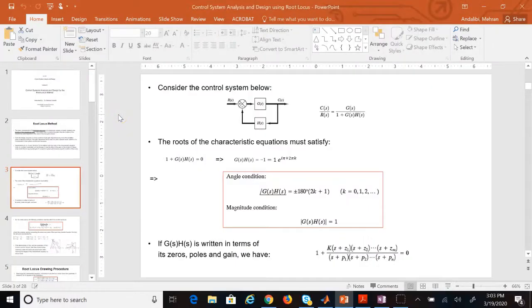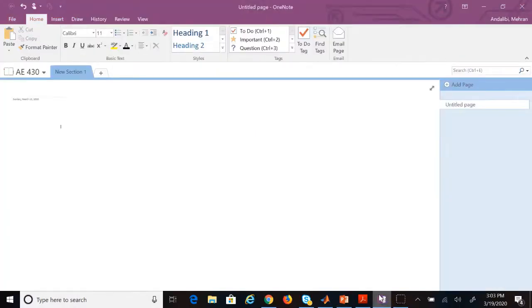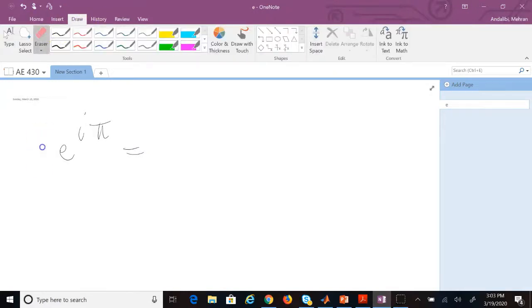In case you forgot complex numbers, let me show you. I just write the pi first. So 1 times e to the j pi, that is equal to what? By the way, that is negative 1.